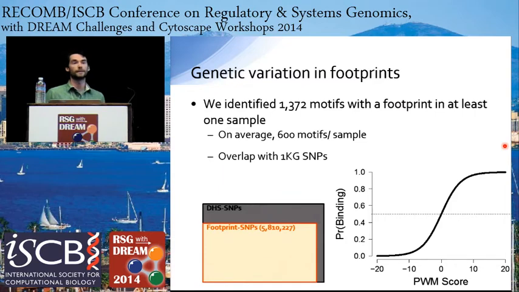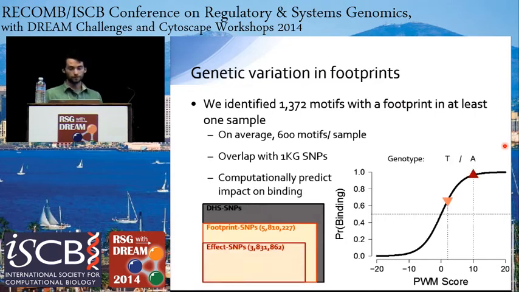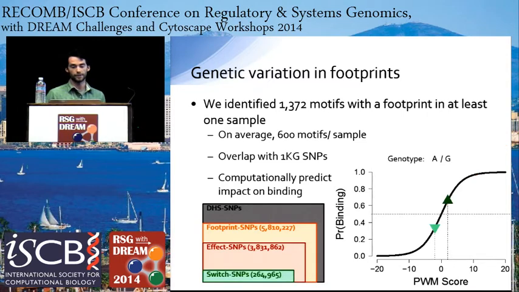We have 5.8 million SNPs within these footprints. And then using the differential scoring, we noticed that 3.8 million are predicted to have a quantitative impact on the binding affinity by at least 20-fold. We call these effect SNPs. And then a small subset of these are predicted to switch the probability of binding from likely bound to likely not bound, and we call these switch SNPs.